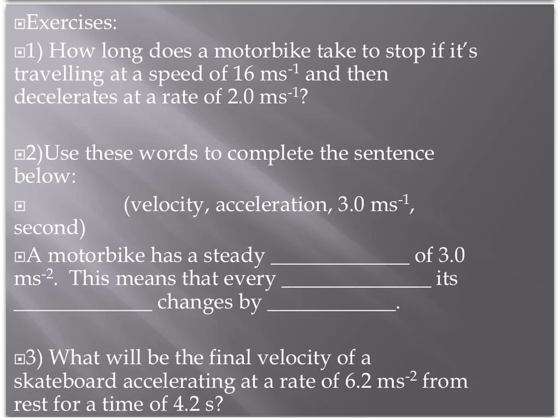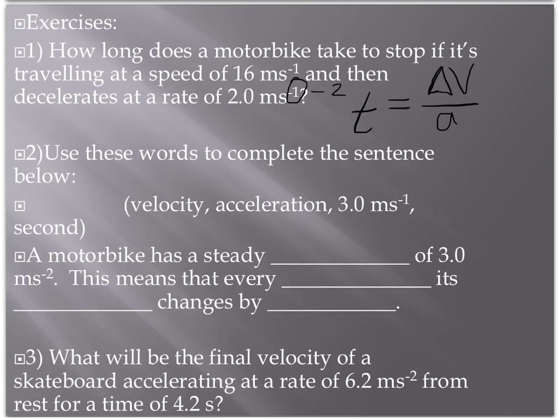Okay, here's some exercise to try using that equation. Number 1, how long does it take a motorbike to stop if it's travelling at a speed of 16 meters per second and decelerates at a rate of 2 meters per second? Notice there's a small error there in the unit. That should be -2, because of course we just saw that the unit is meters per second squared.